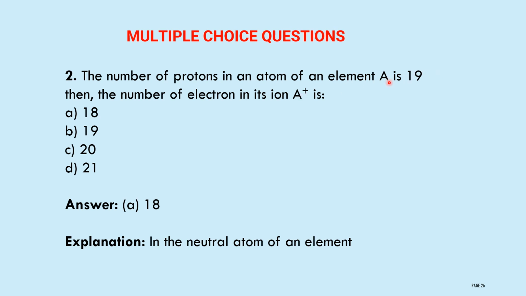Then here A is 19. If it gives 1 electron to another atom, it means 19 minus 1, which is 18. The correct answer is 18 in the neutral atom of an element.